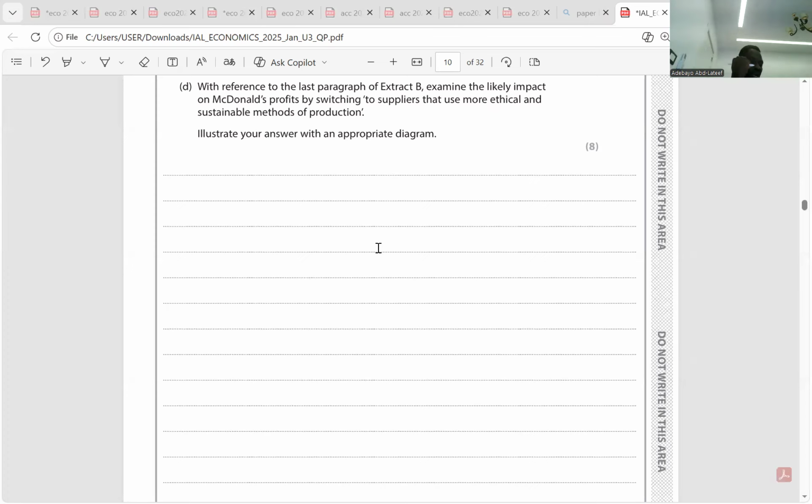Question D said, with reference to the last paragraph, extract B, examine the likely impact on McDonald's profits of switching to suppliers that use more ethical, sustainable methods of production. Illustrate your answer with an appropriate diagram. Okay, let's see the diagram. Average revenue, marginal revenue, cost. New firms are coming in. Is there a rise in average cost or a fall in average cost? A fall in average cost. We'll see.